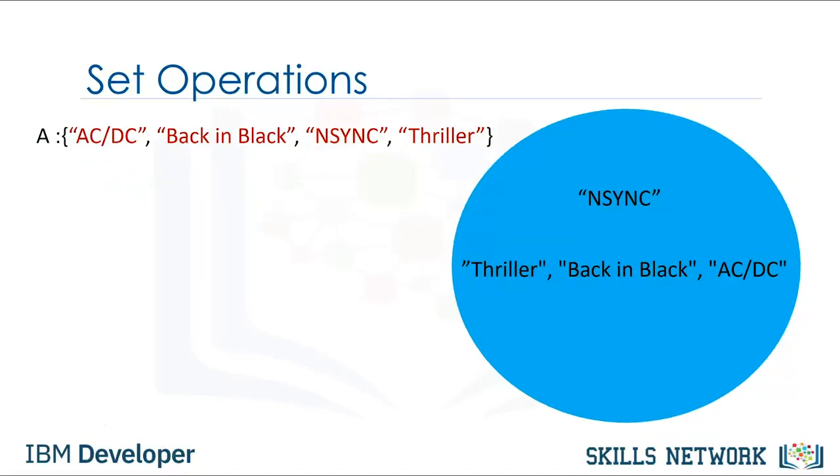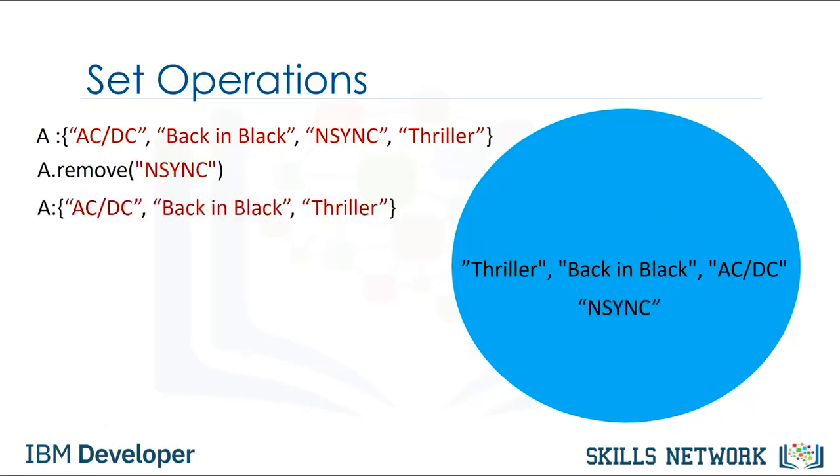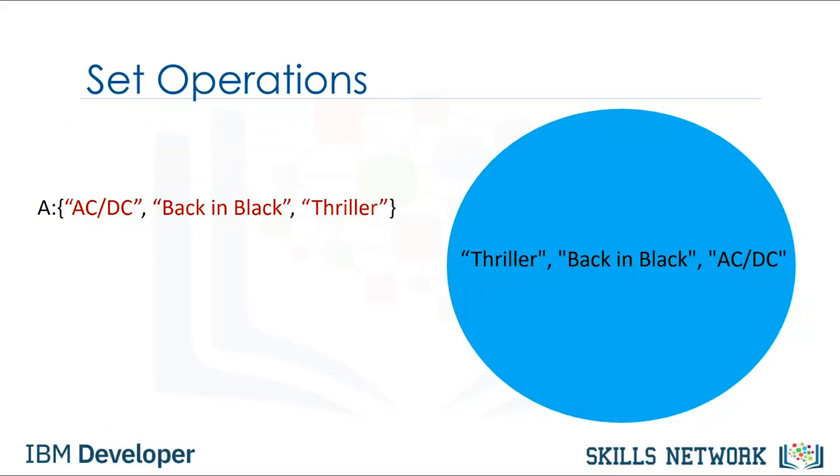Let's say we would like to remove In Sync from set A. We can also remove an item from a set using the remove method. We just put the set name followed by a dot, then the remove method. The argument is the element of the set we would like to remove, in this case, In Sync. After the remove method is applied to the set, set A does not contain the item In Sync. You can use this method for any item in the set.